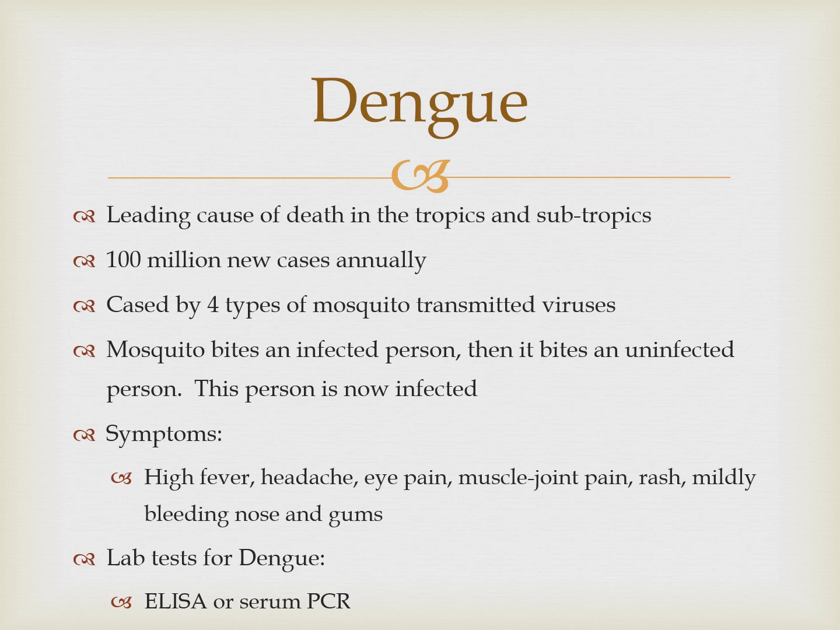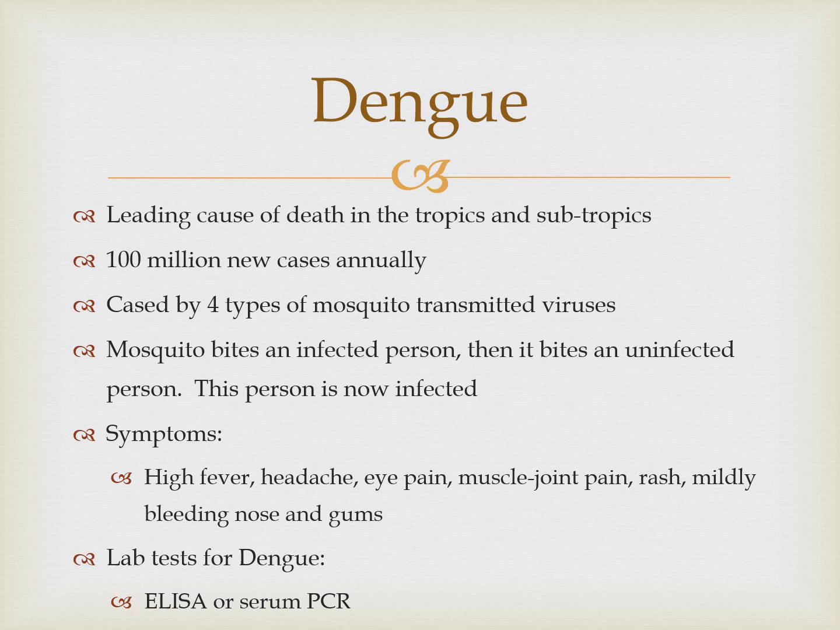Dengue is the leading cause of death in the tropics and subtropics, places like the Dominican Republic and Haiti and Puerto Rico. As of 2018, there were 21 to 50 cases of dengue virus near Omaha, especially in Douglas County and Sarpy County, and there were 11 to 20 cases in Lincoln. Most cases that develop in the United States are in south central Arizona. Okay, it's the leading cause of death in the tropics and subtropics, and there's 100 million new cases every year. It's caused by 4 types of mosquito-transmitted viruses.